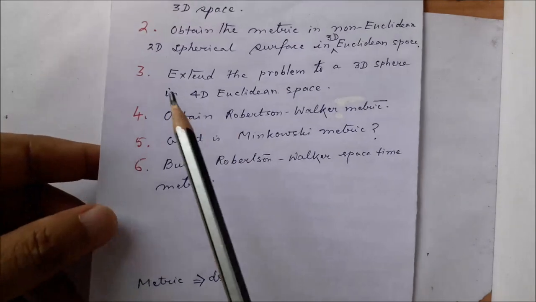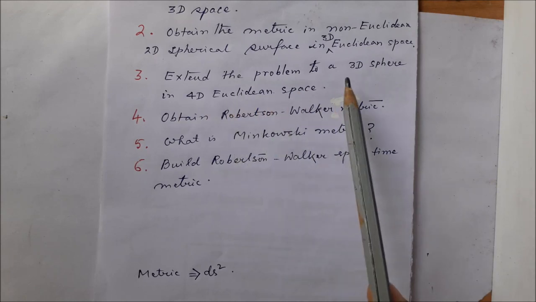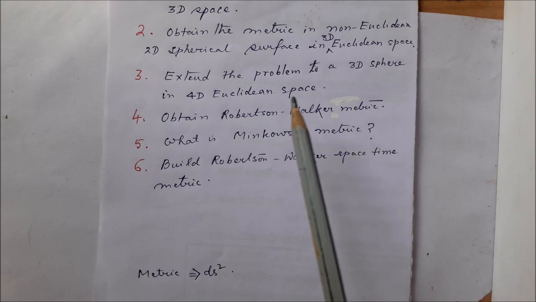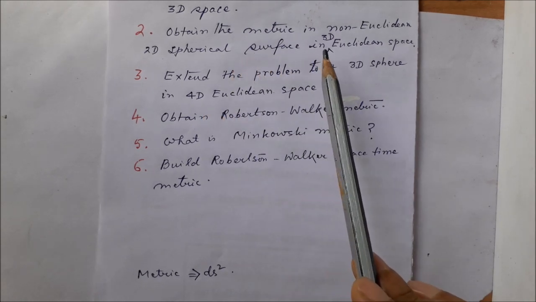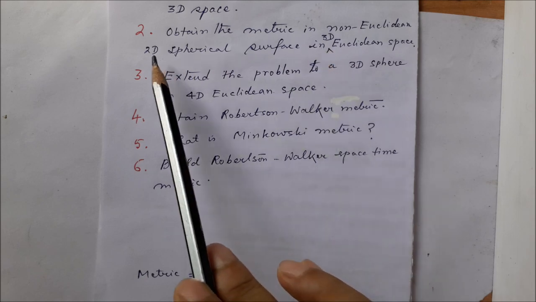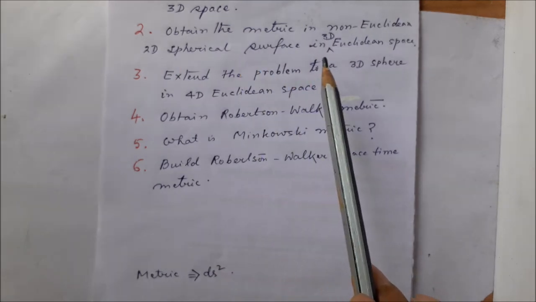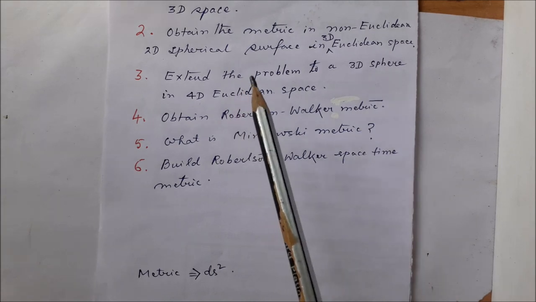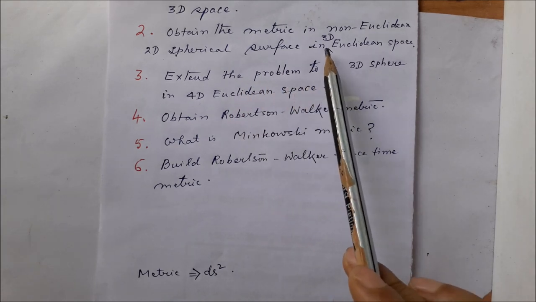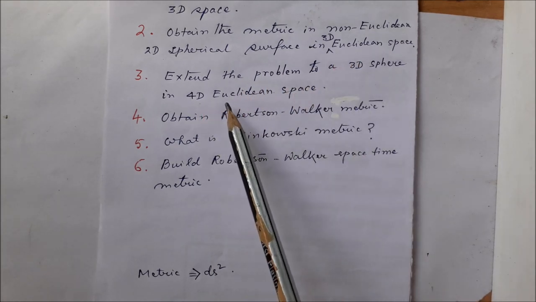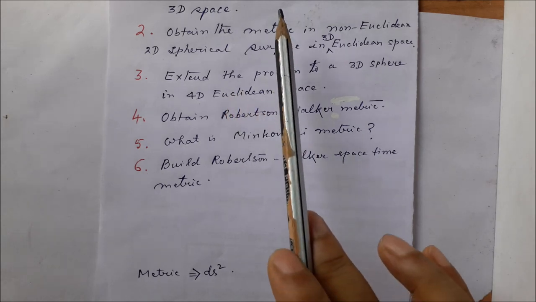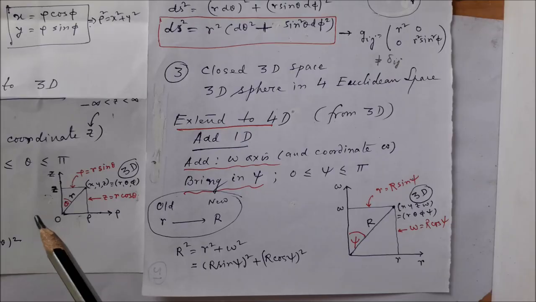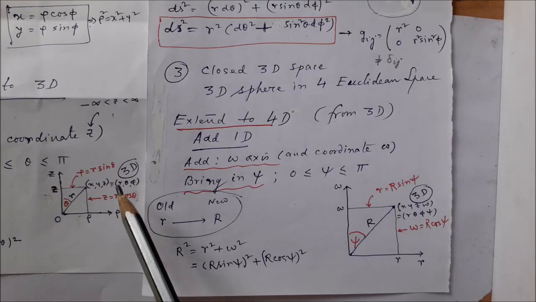Now come to question 3. We have to build a metric for a 3D sphere surface in 4D Euclidean space. In question 2, we got the metric for a 2D spherical surface in a 3D Euclidean space. So the first thing we have to do is to extend from 3D to 4D, adhering to the same technique that was followed while we moved from 2D to 3D. Refer to this 3D picture.